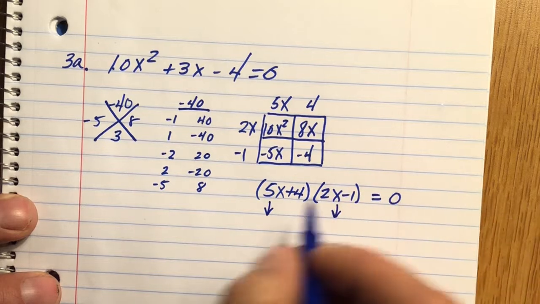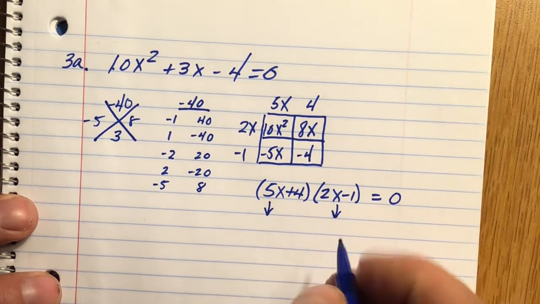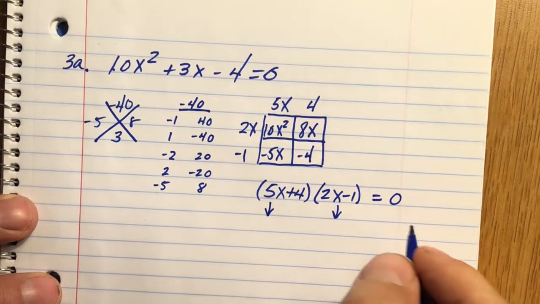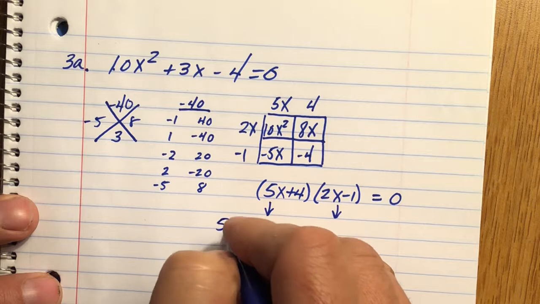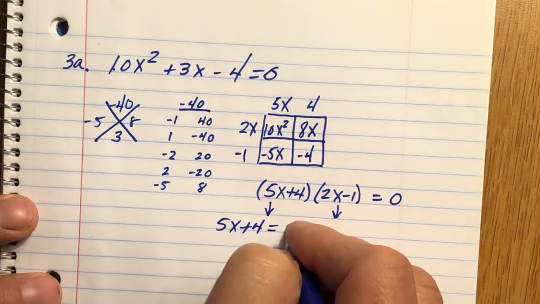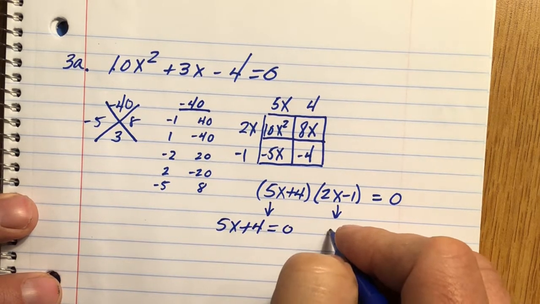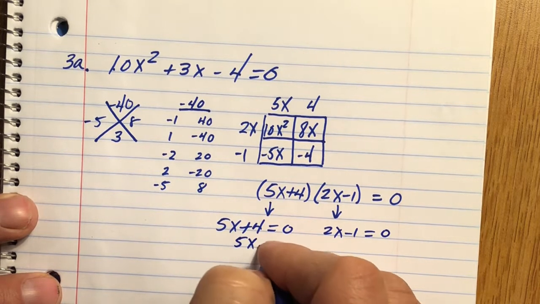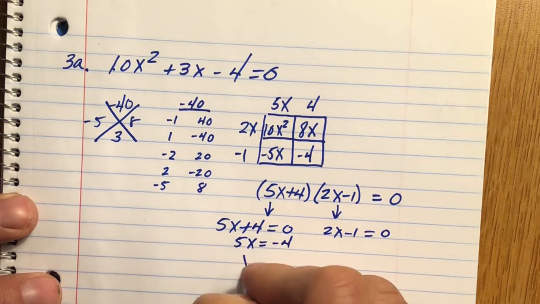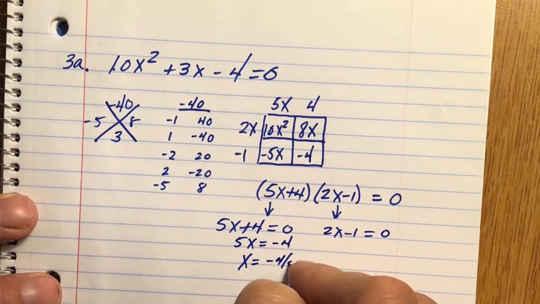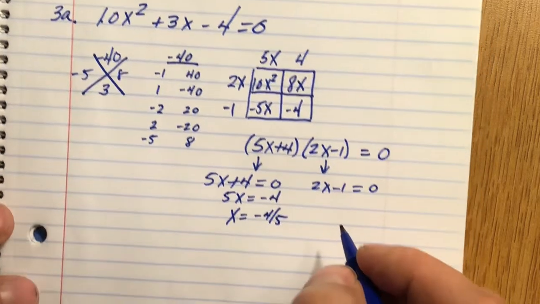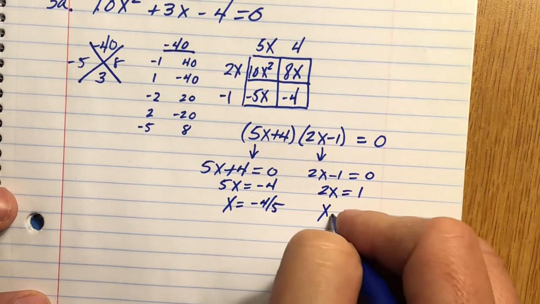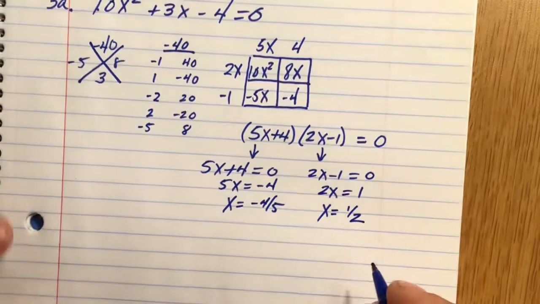Well, this is my zero product property. These two things multiply together to equal 0. So I've got 5x plus 4 equals 0, and then 2x minus 1 equals 0. So 5x equals negative 4, x equals negative 4/5. I just solve that equation. Over here, 2x equals 1, so x equals 1/2. There we go.